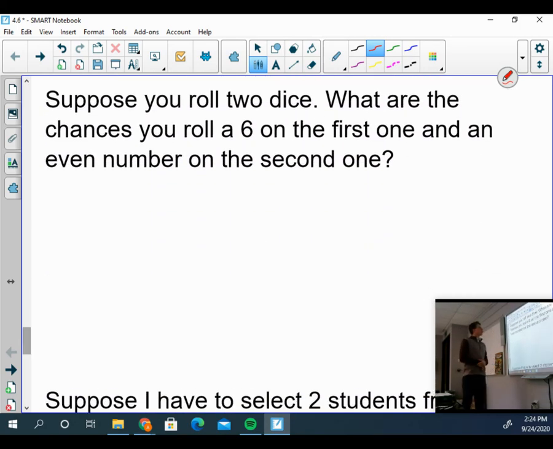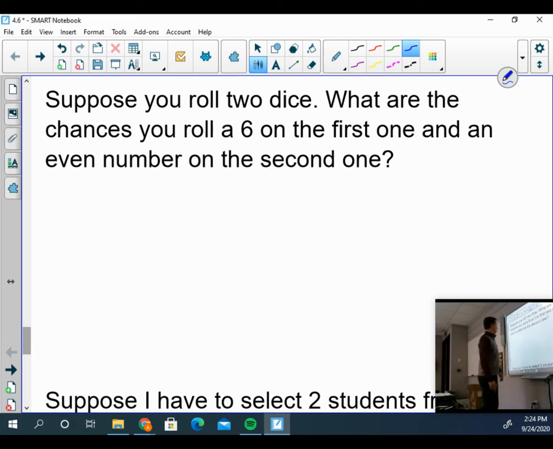So suppose you roll 2 dice. What are the chances you roll a 6 on the first one and an even number on the second one? How do we solve problems like this? Well, if you feel confident, go ahead and try it on your own, but if you don't, we'll do it together. So if you feel good, pause the video and try it.